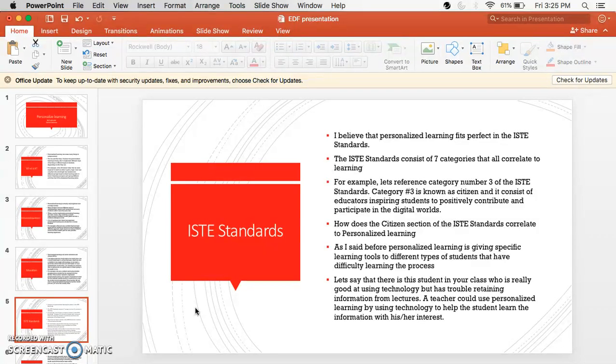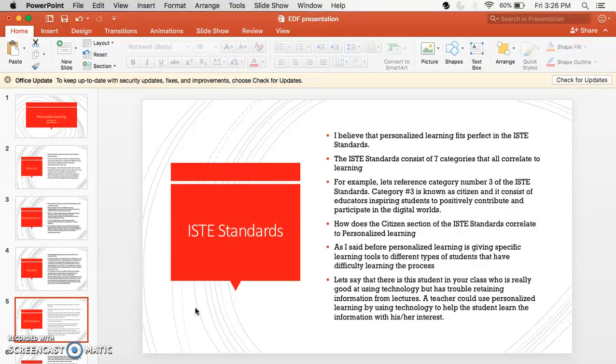So, the ISTE standards. I believe that personalized learning fits perfectly in the ISTE standards. The ISTE standards consist of 7 categories that all correlate to learning. For example, let's reference category number 3. Category number 3 is known as Citizen, and it consists of educators inspiring students to positively contribute and participate in digital worlds.